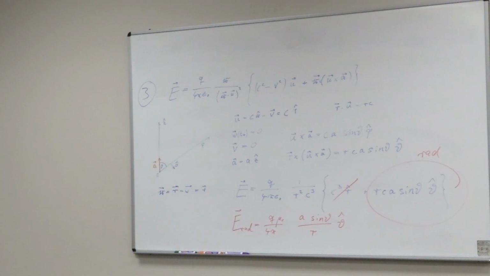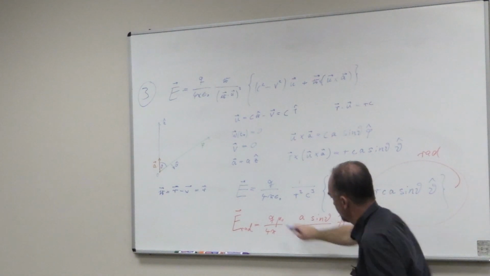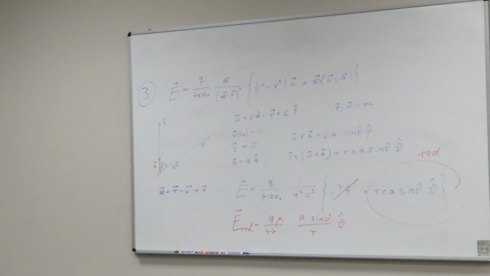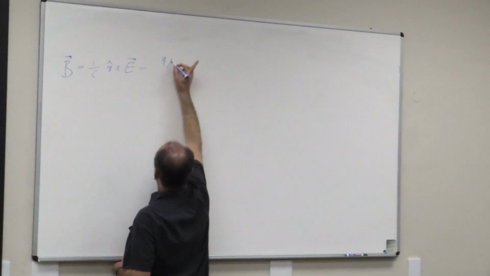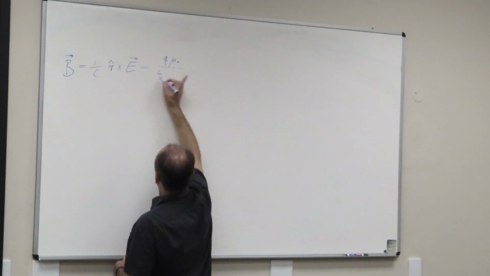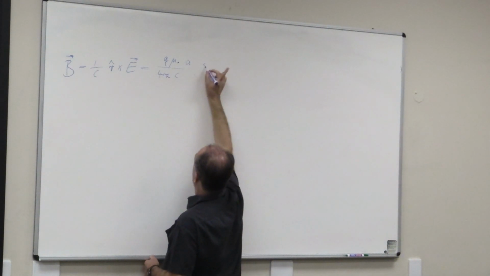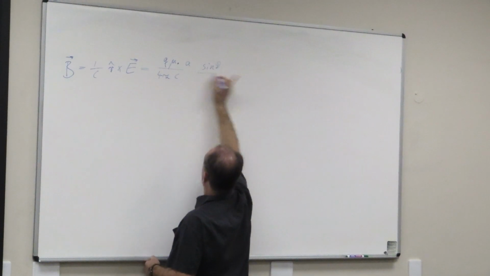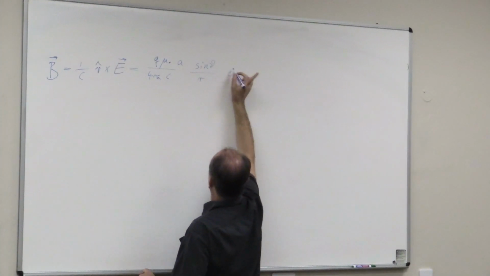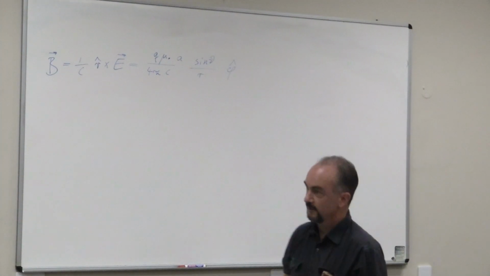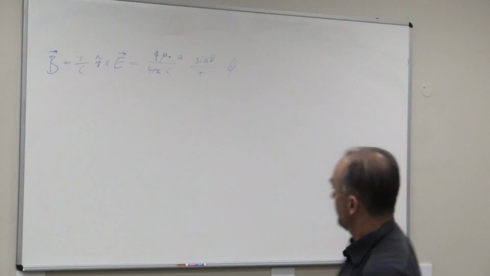And that only changes that, and we just have a factor of 1 over c from it, right? So that was q mu naught over 4 pi c, a sine theta over r, going in the y direction, right? There, very good.